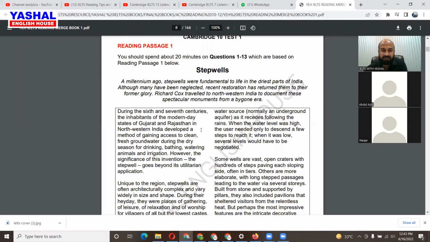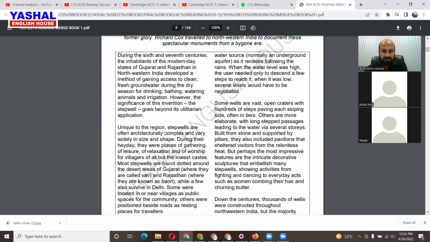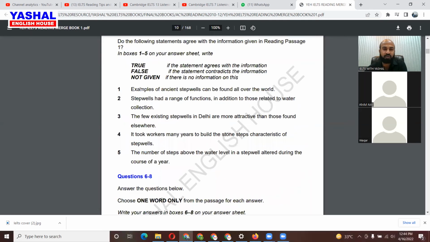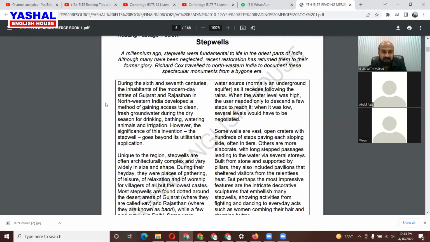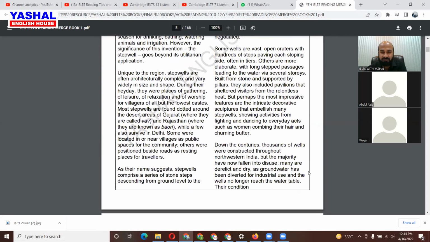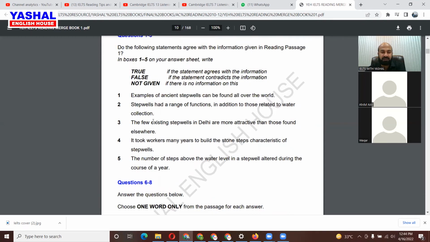For example, these are the step wells. The first page, then we have the second page. It's a text. Then you have true, false, not given. If you are getting true, false, not given, question 1 to 5, it would be in a sequence, and it would be on the first page. For example, question 1 is here, then 2 can be here, 3 can be here, then 4 and 5 onward. And true, false, not given are in a sequence.